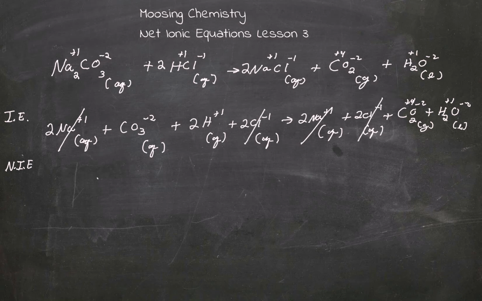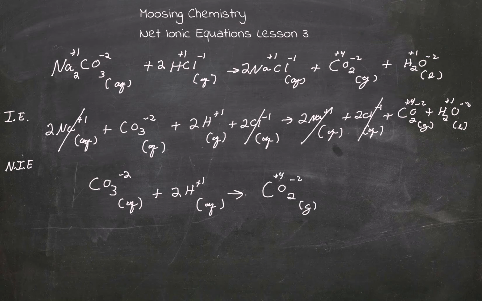So our net ionic equation is going to be CO3-2 (aq) plus 2H+1 (aq) yields CO2 gas, right? So that looks good. Plus H2O, that's a liquid. And again, you can see that those are the ions that did change, so they're not spectators. So that's our net ionic equation for that particular problem.